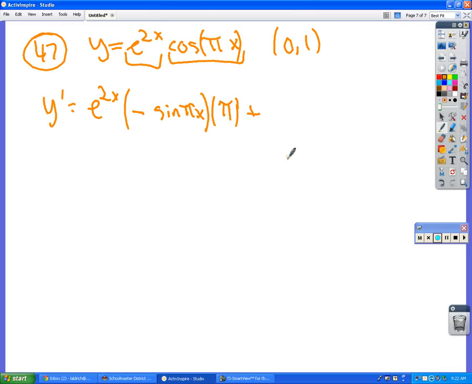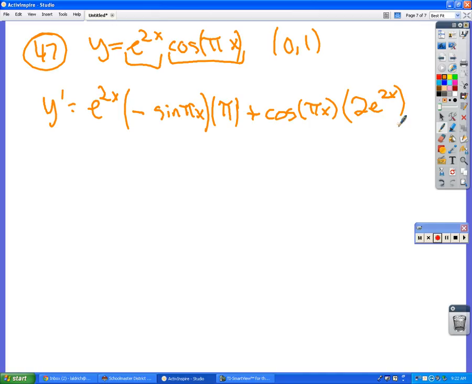Wait, why do you multiply it by pi? Chain rule. And if you don't, it doesn't work. Okay, plus the second one, cosine pi x, times the derivative of the first. What's the derivative of e to the 2x? 2e to the 2x. Where did the 2 come from? From the chain rule, the derivative of the 2x, okay?